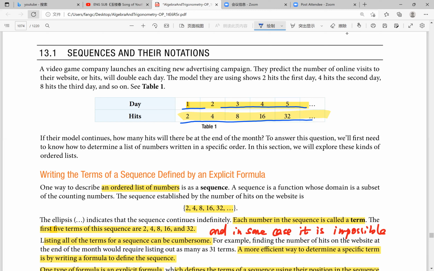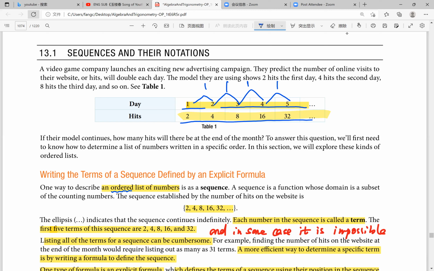The keyword is ordered. For example, the first one, 1, 2, 3, 4, 5. What is the order in it? The order in it is that the difference of two adjacent numbers is always 1. For example, 1 and 2, the difference is 1. And the second one and the third one also differ by 1. So the difference is always the same. That is what we call an ordered list of numbers.